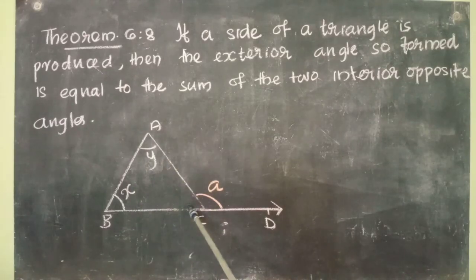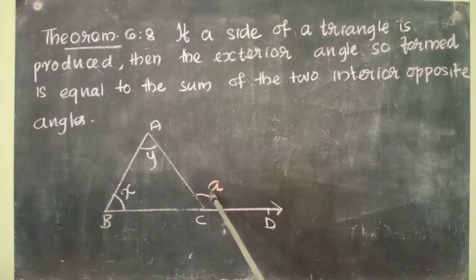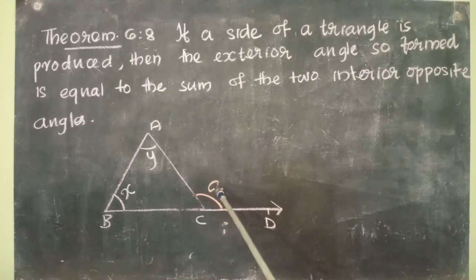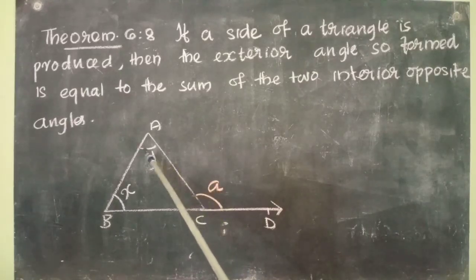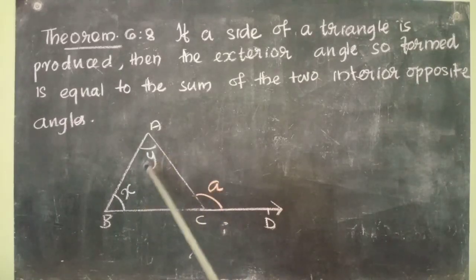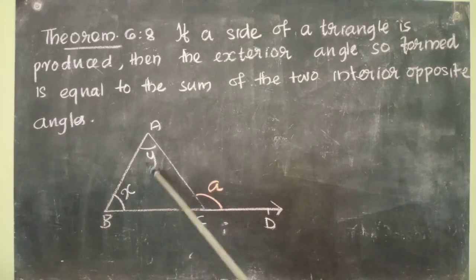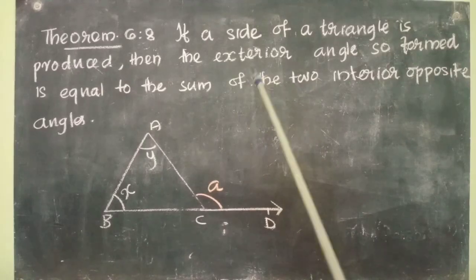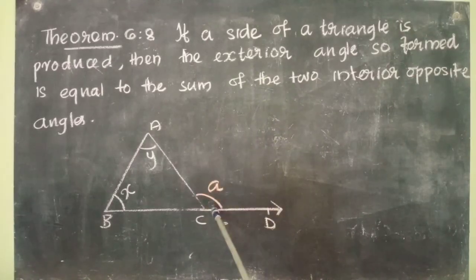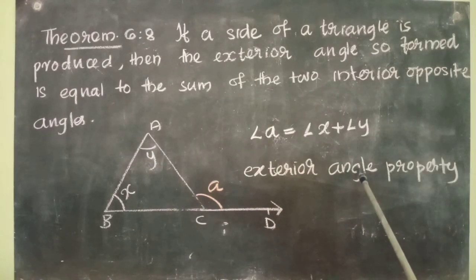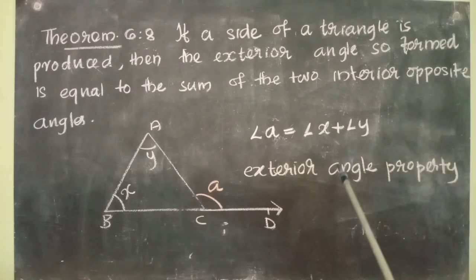Here Z was the interior angle with A. No need to consider the angle with A. You have to consider the interior opposite angles. Here the interior opposite angles are X and Y. So the theorem states that angle A equal to angle X plus angle Y. This theorem is known as exterior angle property of a triangle.